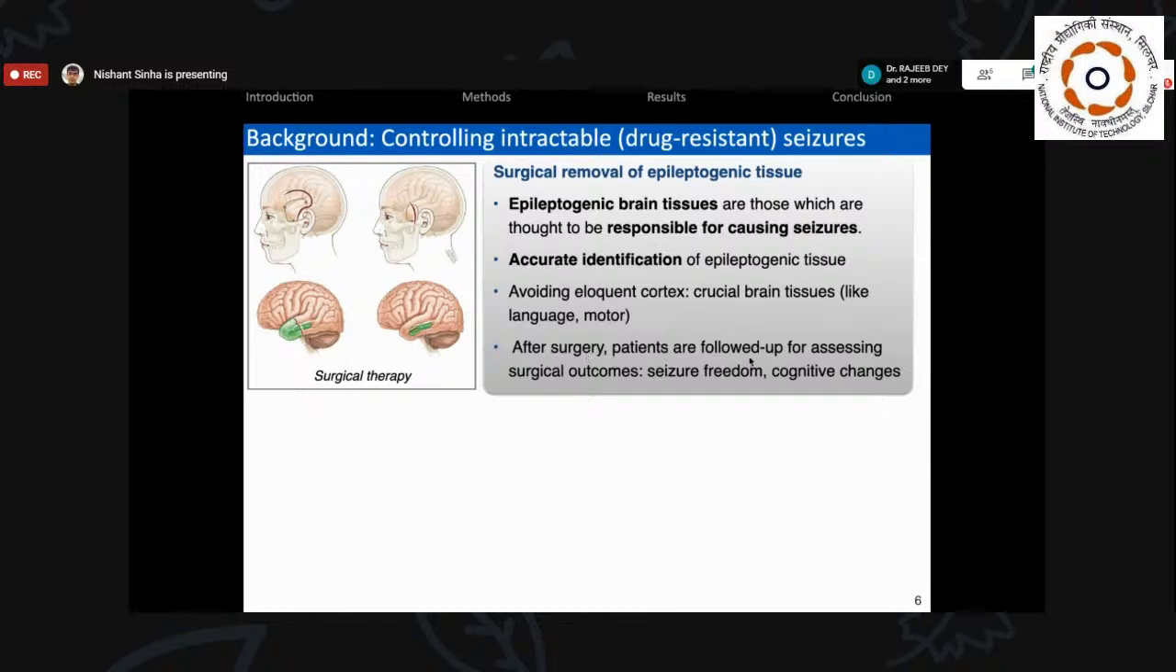After the surgery, the patients are usually followed up to assess how well the surgery worked, how the patient is responding, to assess the surgical outcomes, like whether the patient was seizure free after the surgery, or if there were any cognitive changes.